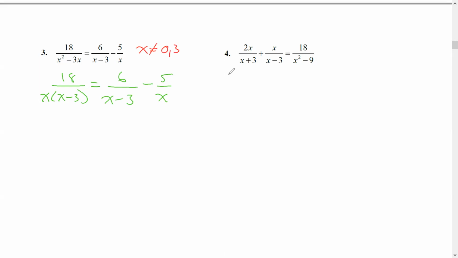Common denominator, I'm just going to write it over here because I'm running out of room, is x and x minus 3. Alrighty then, the left-hand side already has the common denominator. So on the right-hand side, the first term needs x over x. And the second term on the right-hand side needs an x minus 3 over x minus 3.